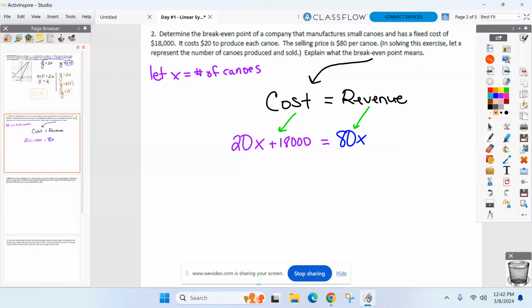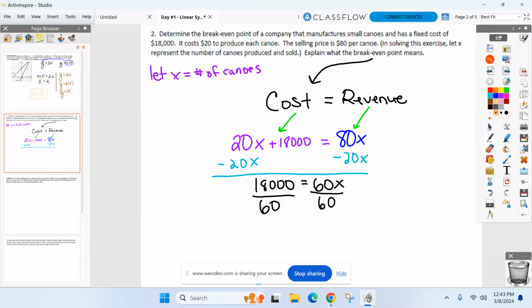Here's my cost. When is it equal to my revenue? $80 a canoe. So go ahead and move the 20 over, right? How do I move that 20? Subtract it. Yep, good job. Subtract it over. So I get 18,000 equal to 60x. Divided by 60. How many canoes need to be made to break even? 300. Yep.